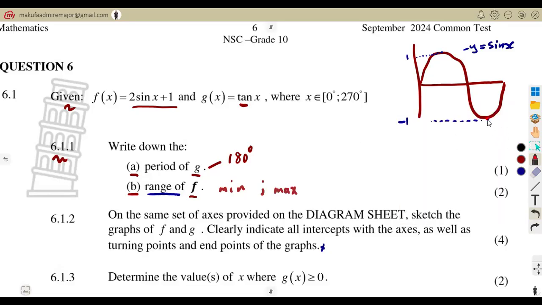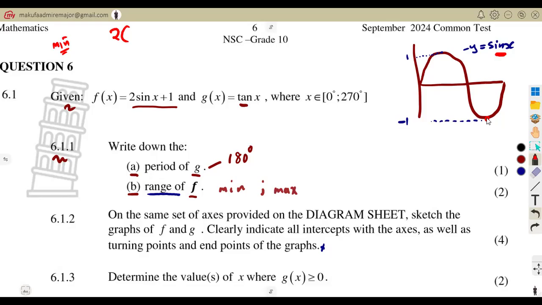This is your minimum value, this one, on an original graph of a sine. But this is not what happened. What happened to sine? They're saying it's 2 sine x. So it means it's 2 times anything that sine x was going to give you. And sine x at the minimum value, we're talking about the minimum value here on the adjusted graph.